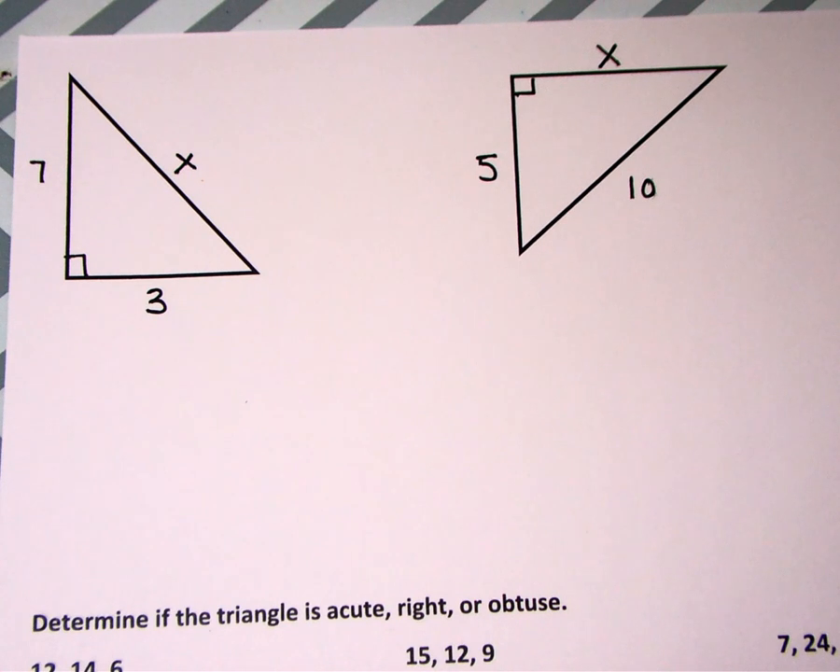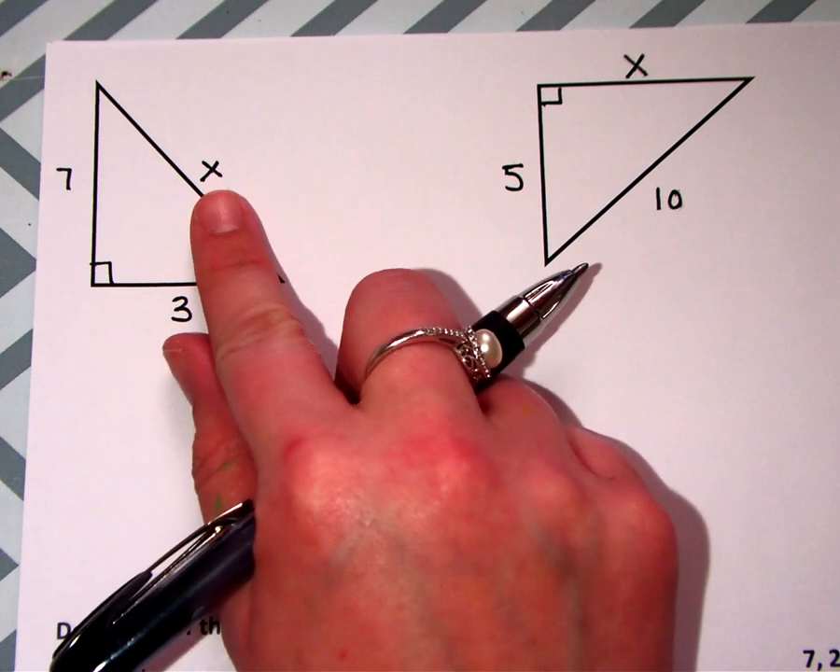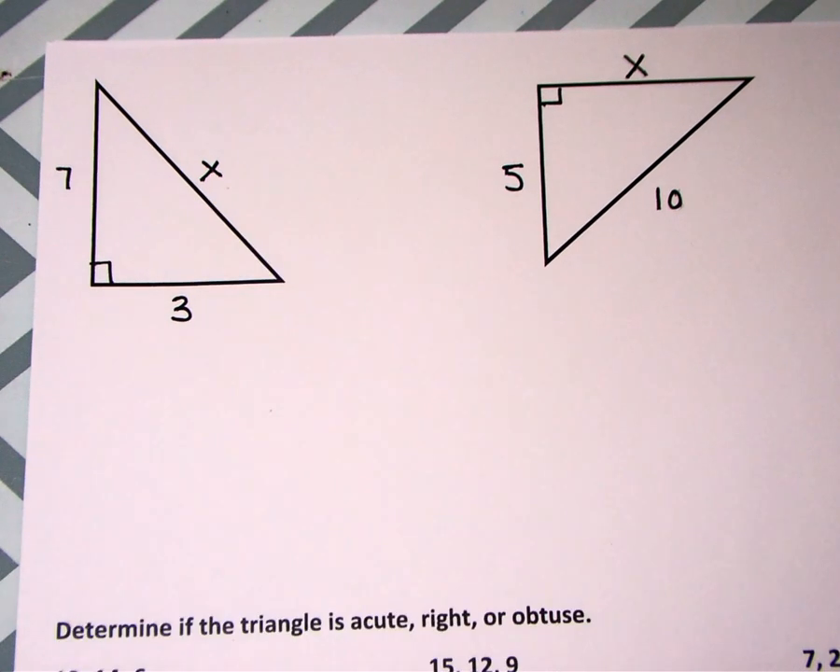In this lesson, we're going to be learning Pythagorean Theorem and classifying whether or not a triangle is acute, right, or obtuse. So on this first problem, we are going to be solving for the length of x. This is a right triangle, so that lets us know that we can use Pythagorean Theorem to solve for the variable.